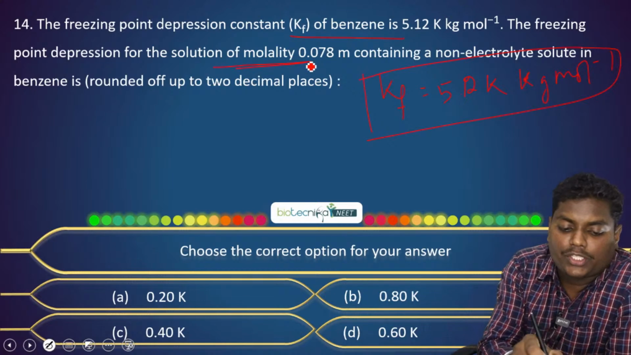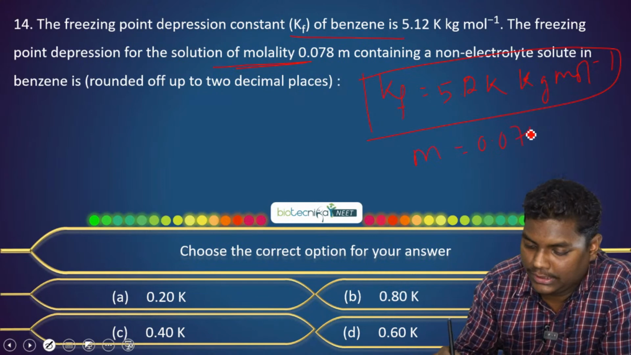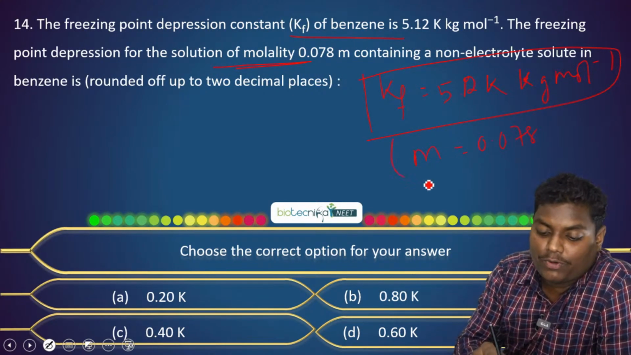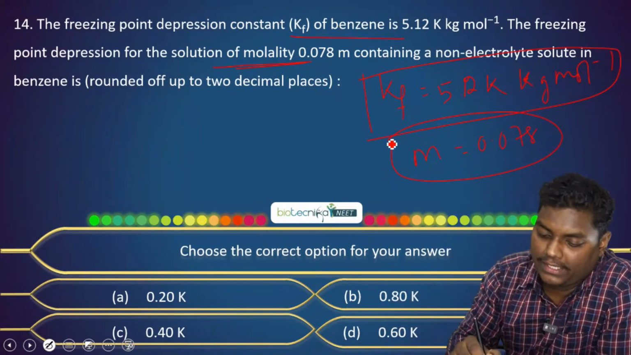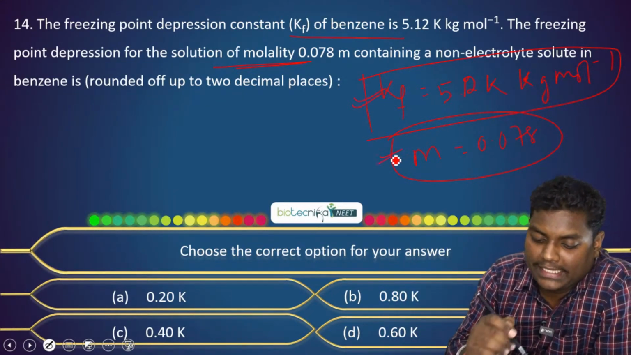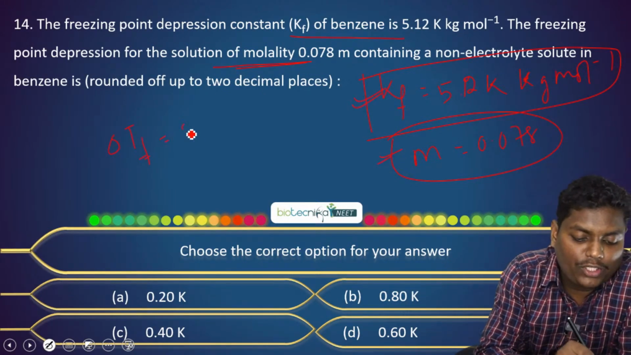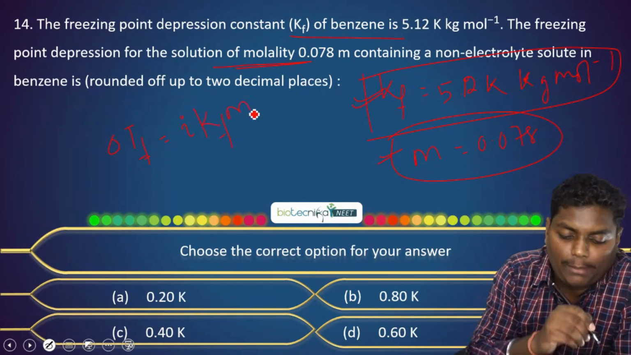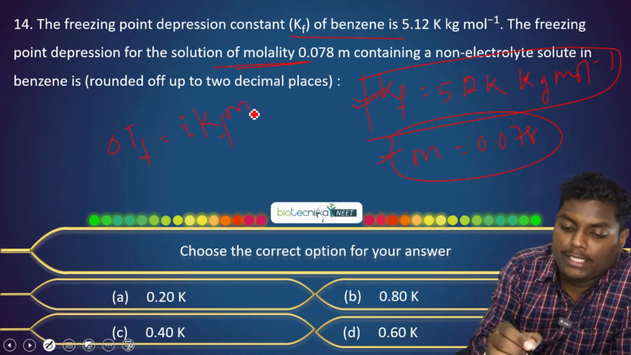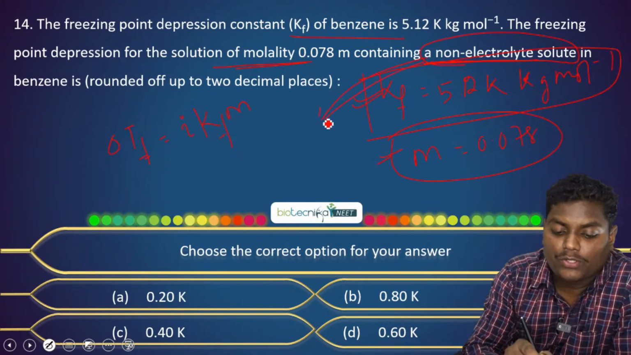Okay, and the molality of the solution is also given to us. So always when you see a physical question, you see what all the parameters are given and what is asked and try to bridge the gap between them. Okay, so Kf value is given and molality is given. Now how to find this depression in freezing point? It is equal to i, which is the Van't Hoff factor, into Kf into m. Okay, the important point to note here in the question is it's a non-electrolyte solution.